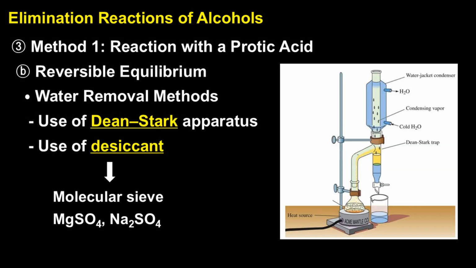So how do we actually remove water during the reaction? There are two common ways chemists do this. One is using a Dean-Stark apparatus. It physically pulls water out as it forms and collects it in a separate trap, keeping it out of the reaction. Another option is using a desiccant, which is a drying agent that absorbs water. Things like molecular sieves or salts like magnesium sulfate or sodium sulfate work great for this. Using either method helps shift the equilibrium toward the alkene, making the elimination more efficient.